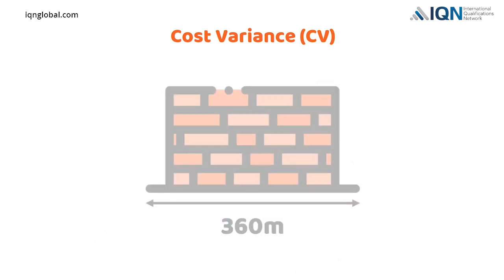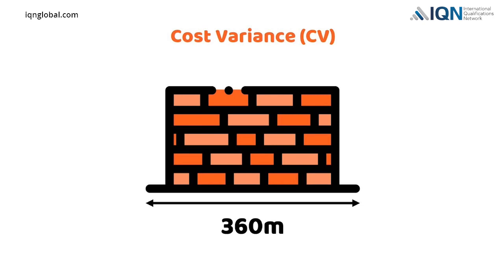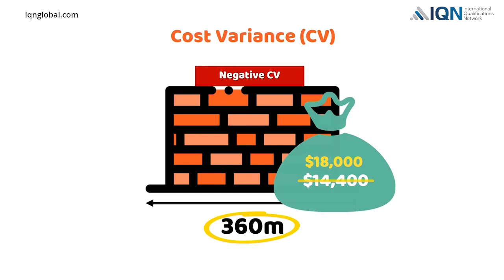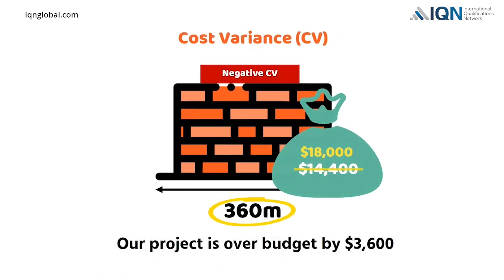In our example, 360 meters of work completed was given a budget of $14,400. But actually, it required $18,000 to complete 360 meters. The negative CV indicates our project is over budget by $3,600.